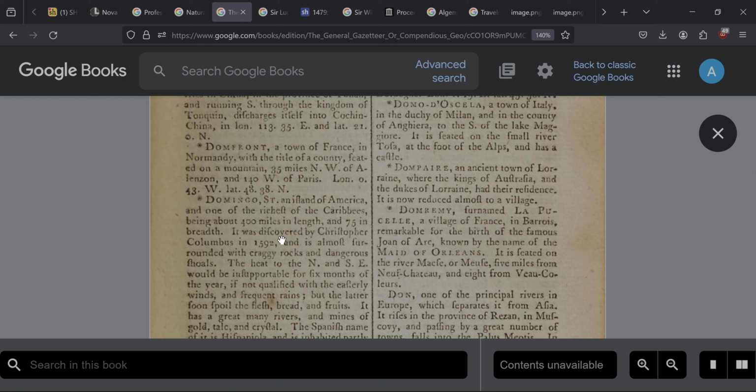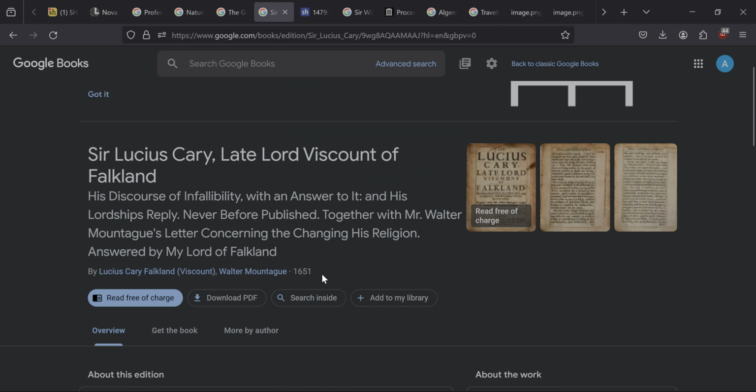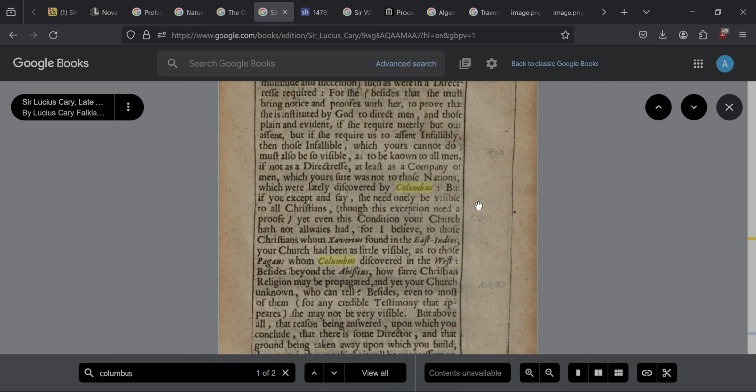This is clearly a terrible mistake by the narrator. He doesn't want to know his story is a pack of lies. So the question is, when does this change? Now this one from 1651, it doesn't actually give us a specific date for when Columbus discovered it.